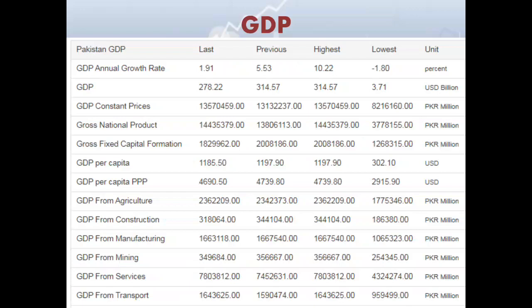Now here is a detail with all the figures related to the GDP in Pakistan. Here you can also find GDP related to different sectors. The list shows the last or the current GDP, the previous ones, the highest it has ever been and the lowest it has ever been. Let's move on to the next one. Now here is the graphical representation of GDP for the last 10 years.